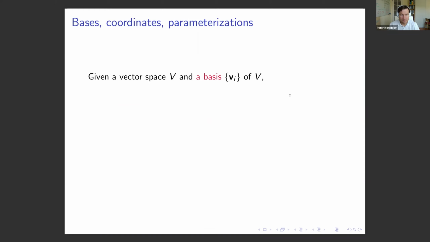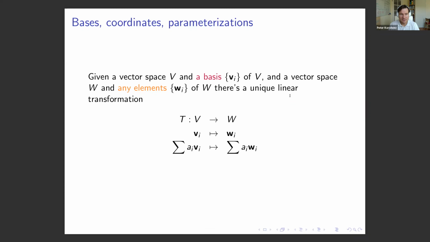So given a vector space V and a basis v_i of this vector space, and a vector space W with any elements w_i of W, there's a unique linear transformation that takes v_i to w_i, and therefore it takes linear combinations to linear combinations.